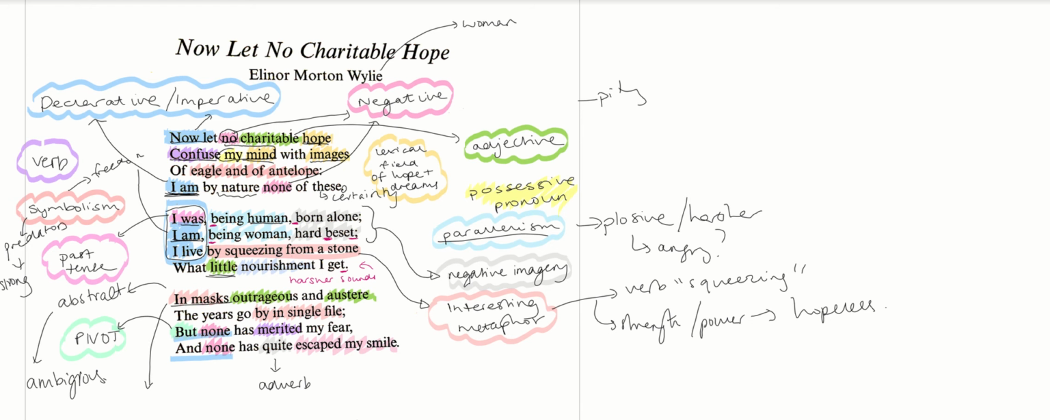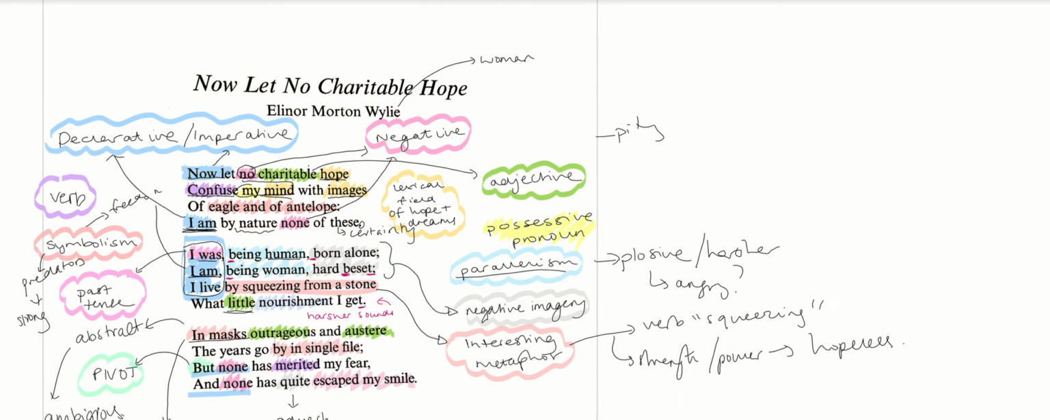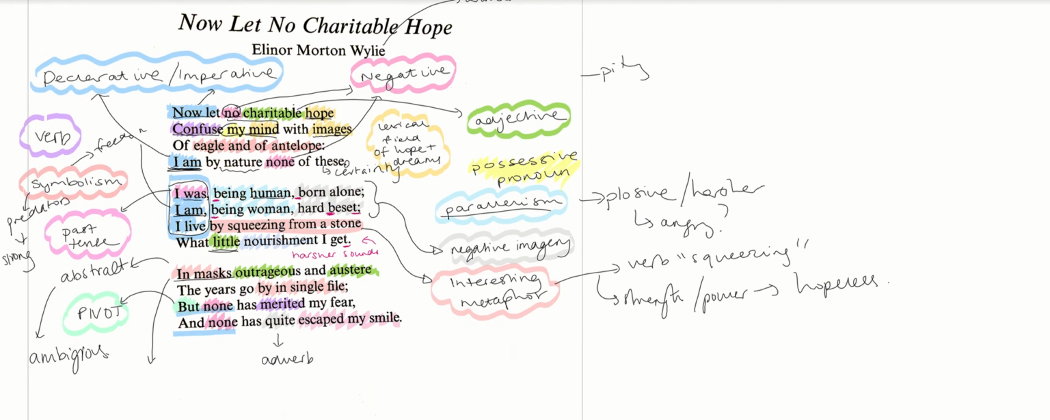So in masks is an interesting and strange image. So perhaps that suggests that something is disguised if it's in a mask. And we don't yet know, because of the syntax, what she is talking about. But something that is in masks, something that's disguised, something that has been both outrageous, and that suggests something that is most likely negative, and austere, so something that is quite kind of strict and serious. And perhaps these two adjectives are actually somewhat opposing.